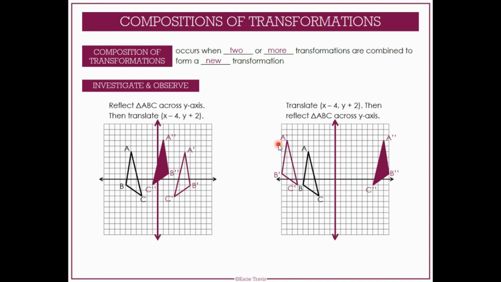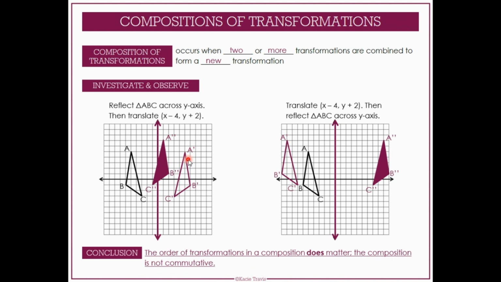Now, what's a quick little thing that we're noticing here? These are still the same transformations. We're still reflecting over the y-axis. We're still translating the same way, but our final shape did not end up in the same place. Okay. So as a conclusion, the order of the transformations in a composition does matter. The composition is not commutative.